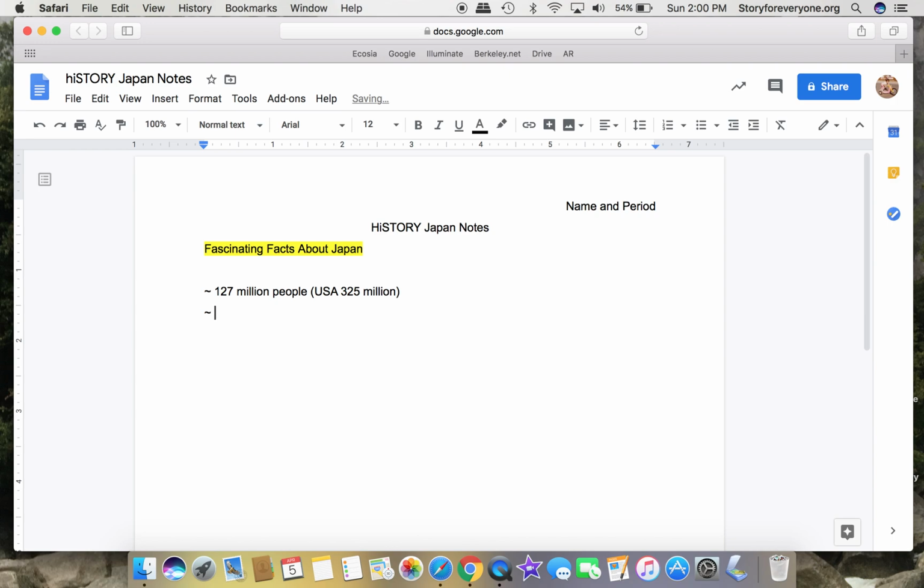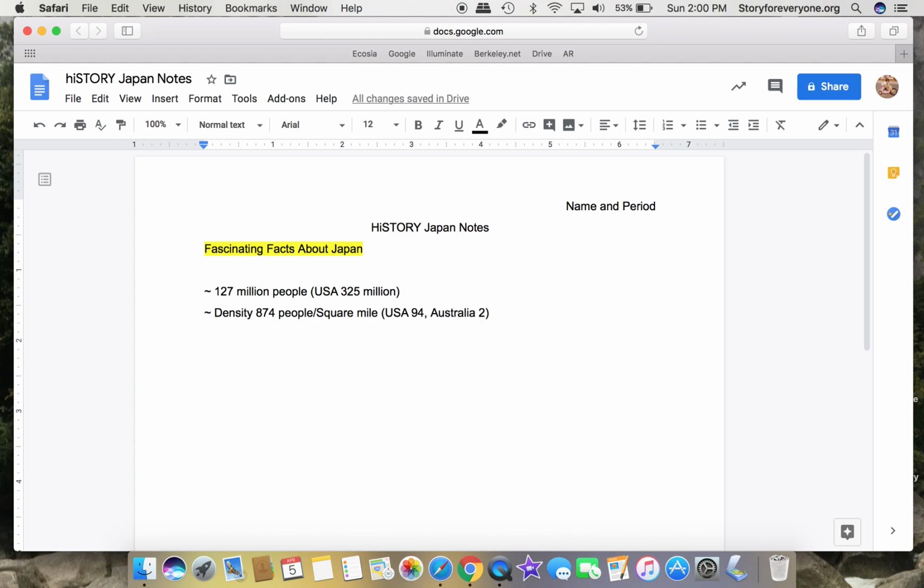What's interesting about this is that Japan has much less area for all those people to live in. So the population density, that is the number of people per square mile, is much higher and more crowded in Japan. So the population density in Japan is 874 people per square mile, whereas in the United States, the population density is 94 people per square mile. And just to give you an idea of another place to compare to, Australia is 2 people per square mile.